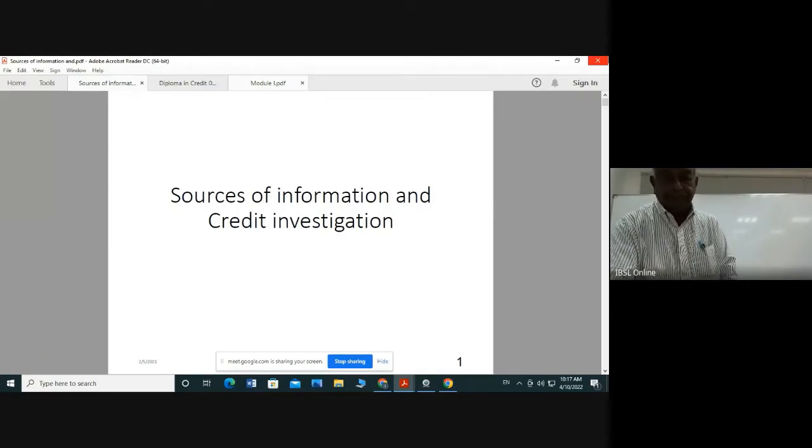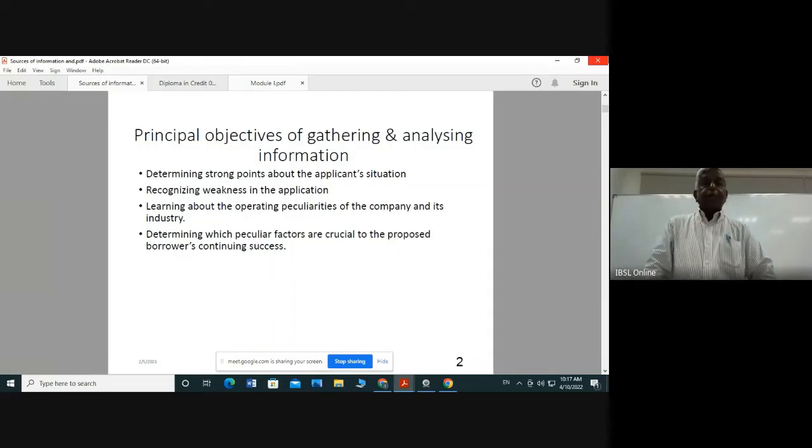Sources of information. Principal objectives of gathering and analyzing information. So what are the principal objectives? Determining strong points about the applicant and the application. When we collect the information, we know what the strong points about the applicant are. Recognizing the weaknesses in the application. Similarly, what are the weaknesses of the applicant or his application? Learning about the operating peculiarities of the company and its industry, that is, about the company and the industry where it operates.